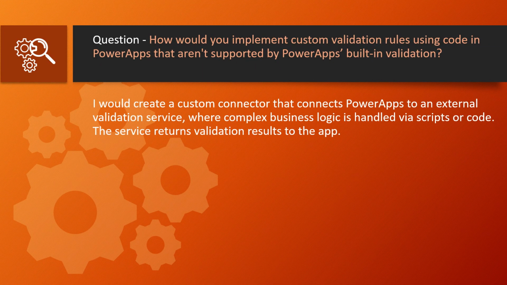The next question is, how would you implement custom validation rules using code in Power Apps that are not supported by the built-in validation? If the built-in validation in Power Apps is not enough and we need to implement some validation on our side, what can we do? In this case, we need to create a custom connector that connects Power Apps to an external validation service. In that service you write the complex business logic using script or code, and the service returns the validation results to the app.